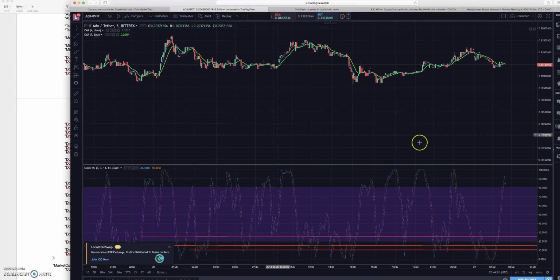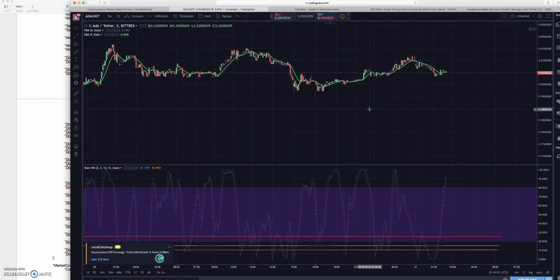You can use, there's a ton of different ways you can play this market. If you wanted to, you could probably just use the stochastic RSI without the EMA gains and probably catch some pretty nice returns. Because if you look at this, you're seeing oversold or overbought here.